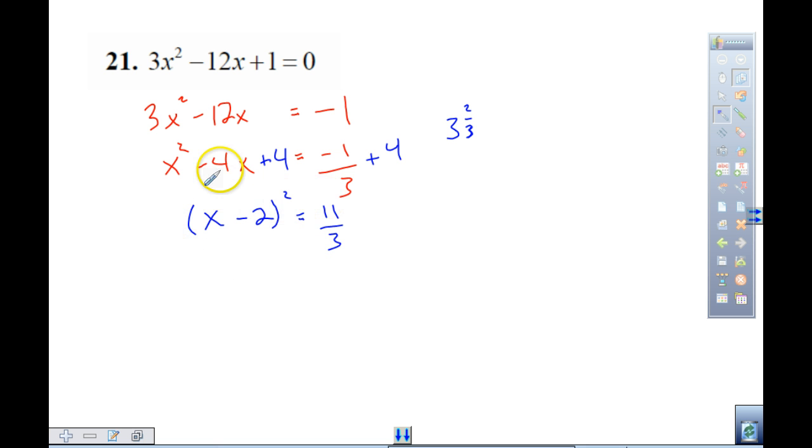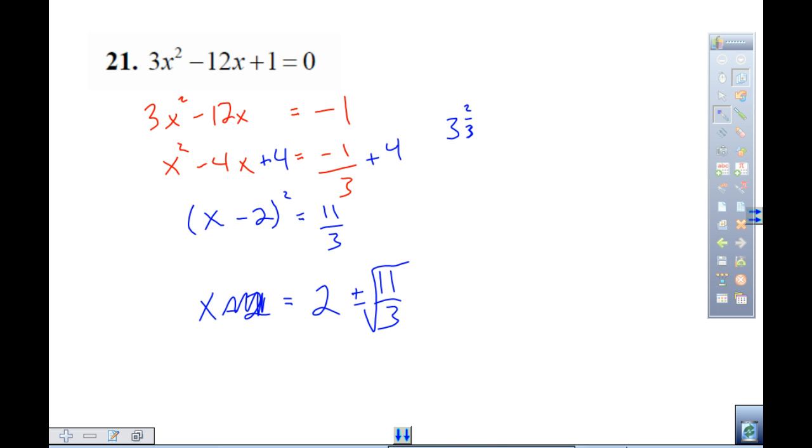And square root both sides. Add 2 to both sides. So we have plus or minus the square root of 11/3. Add 2 to both sides, so we'll have x equals 2 plus or minus the square root of 11/3. And of course, if we did the quadratic formula, same exact answer. Alright, good.